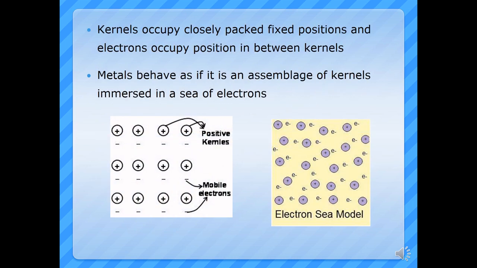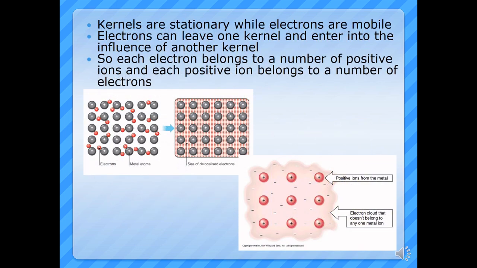According to this model, as you can see in the figure, the kernels occupy closely packed fixed positions, and the electrons occupy positions in between the kernels. So it will look something like a sea of electrons in which the positively charged kernels are spread. That is why it is called electron sea. And the metal will behave as if it is an assemblage of kernels immersed in a sea of electrons.